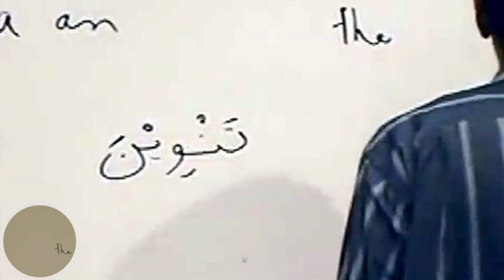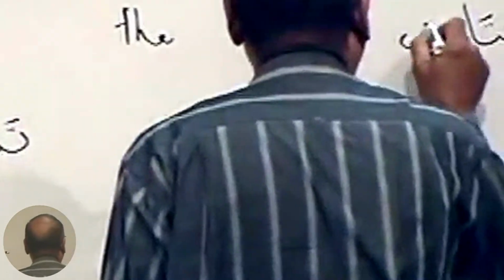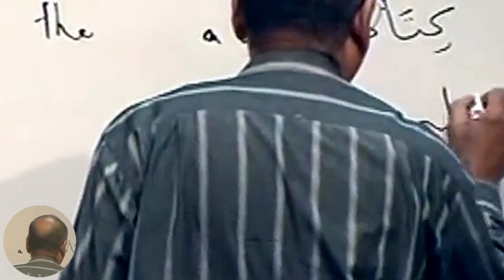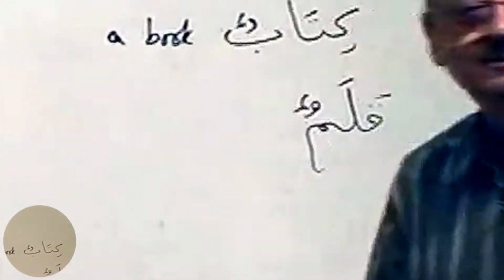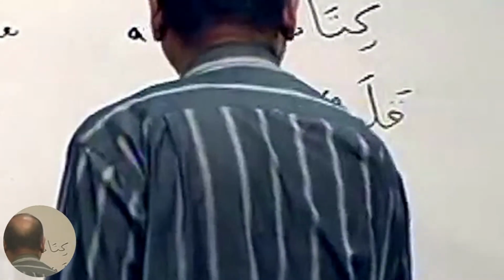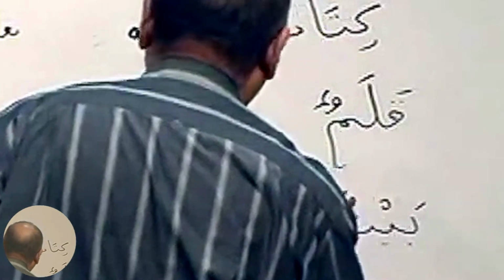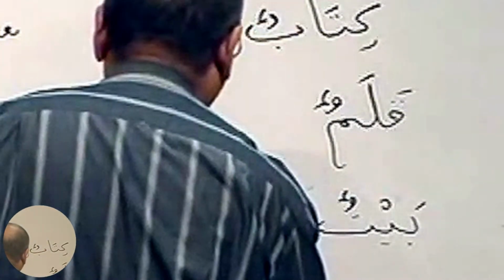If I say kitabun, what is the English? A book. If I say kalamun, a pen. If I say baytun, a house. Sahih, brothers and sisters?